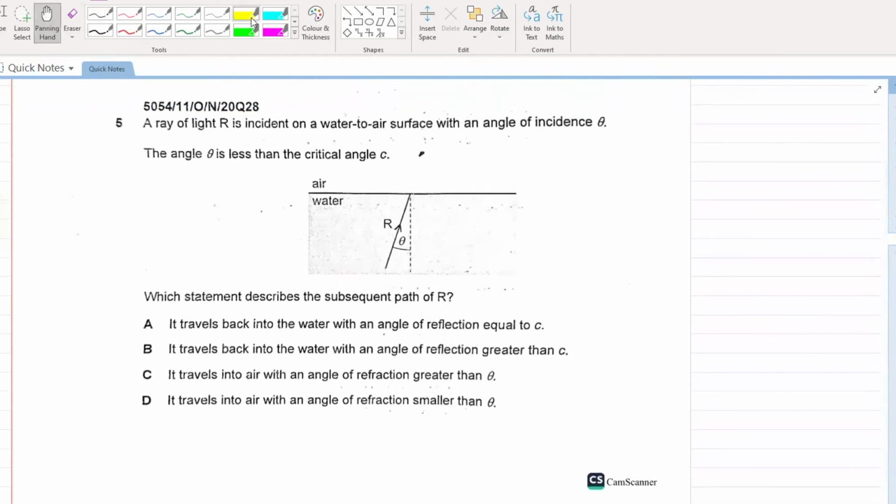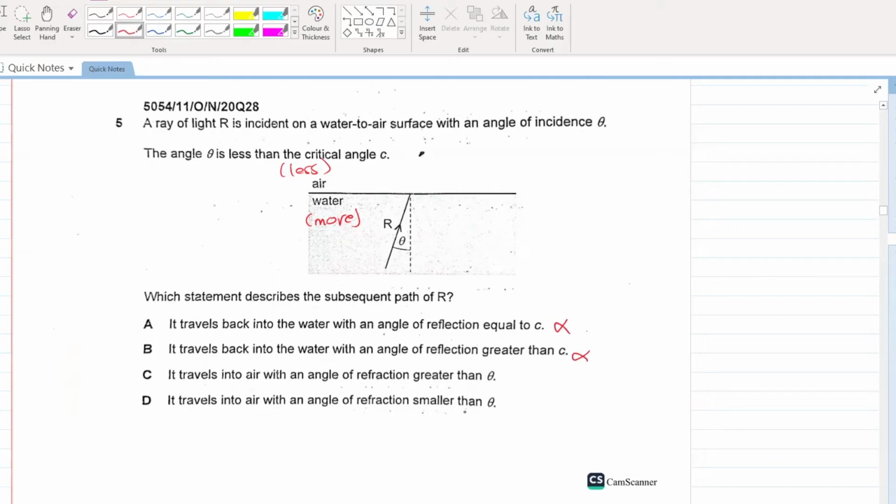Let's further move ahead. A ray of light R is incident on a water to air surface with an angle of incidence theta. Theta is less than the critical angle. Which statement describes the subsequent path of R? What will happen to the path of R as it is moving from water into air, that is from a more dense material into a less dense material? Let's see. It travels back into the water.